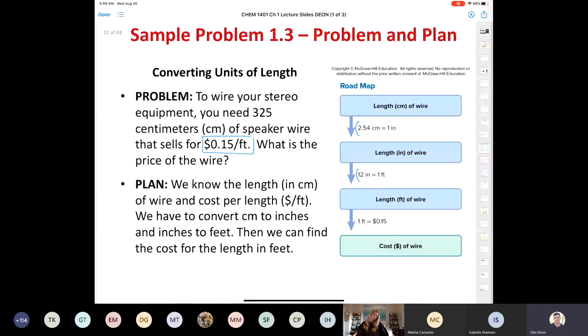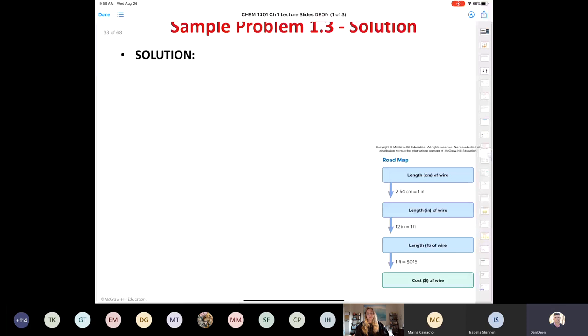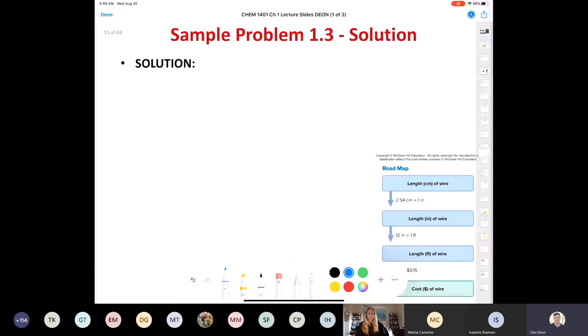Now, in the solution that I have posted in the next couple slides, it does it step by step by step. Okay, so it does one step, then the next step, then the next step. I don't think that is the best way to do these kind of problems. I think the best way to solve these kind of problems is using dimensional analysis. Dimensional analysis is an extremely powerful tool to solve problems like this.